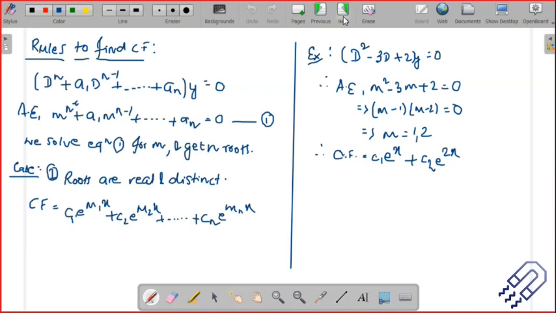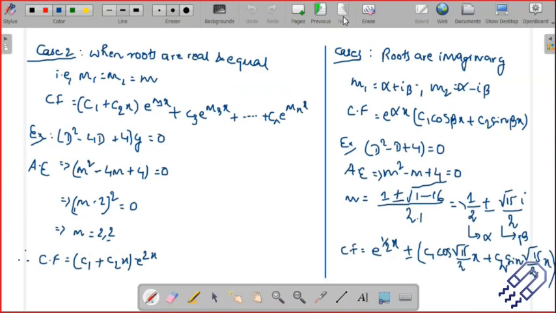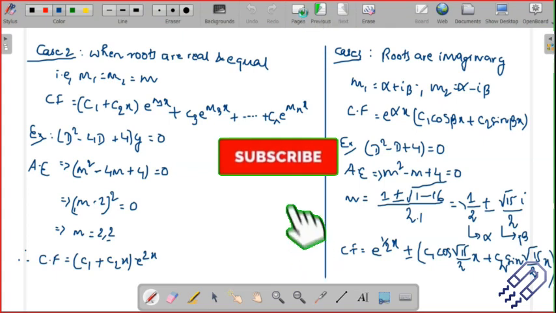Okay, we're going to look into different types. Sometimes the roots are real and equal, so the complementary function, whichever is the equal part, will have c1 and c2 together, and we have this example. I've discussed one, and then finally we have got the imaginary roots. Okay, so we are going to take up some more examples, and then we will continue with the next topic.